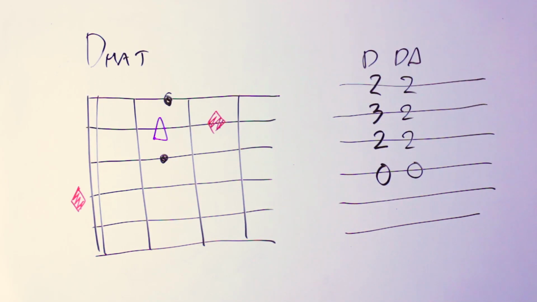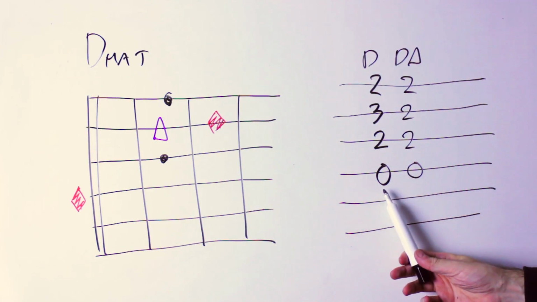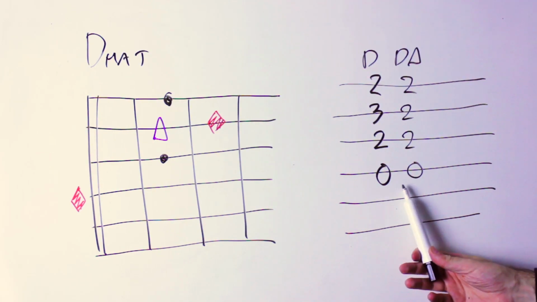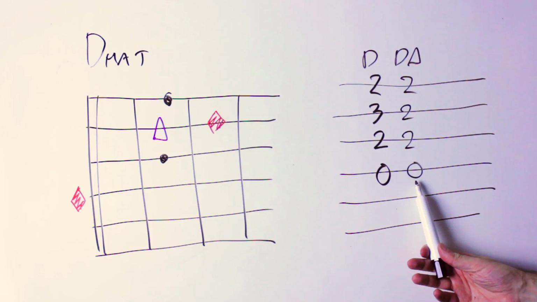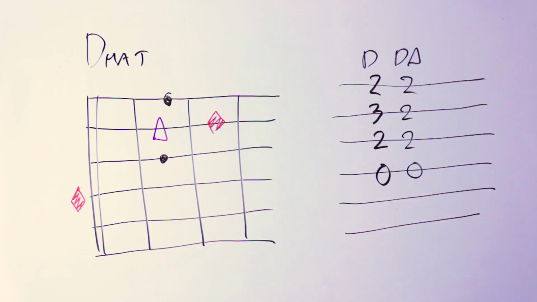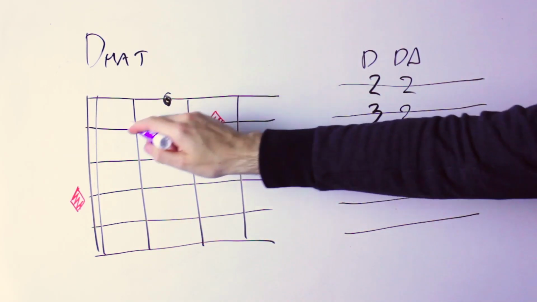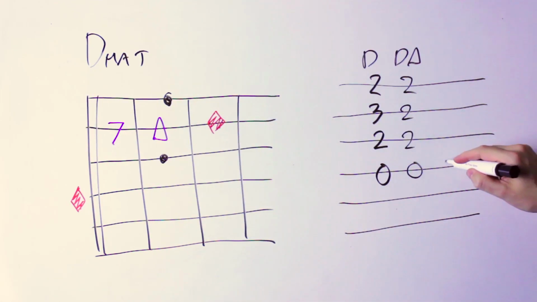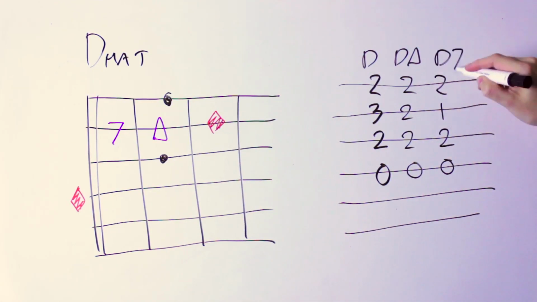Again, first you had the standard D major. By taking one of its roots and moving it down a fret, you have a D major 7. If instead we were to take this root down 2 frets, we would have a D dominant 7.